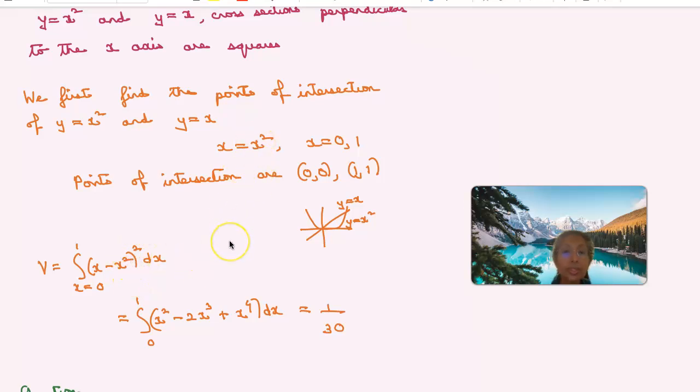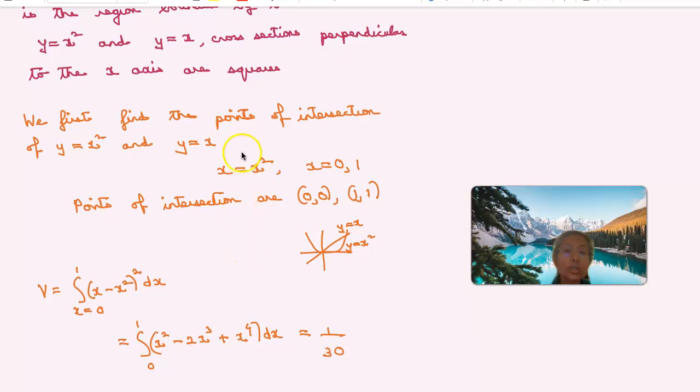When you come to the cross section, that's what we do. The cross section is a square, so we use the formula for the area of a square. That will be integral 0 to 1 of x squared minus 2x cubed plus x raised to 4 dx, and when you integrate you get 1 by 30.